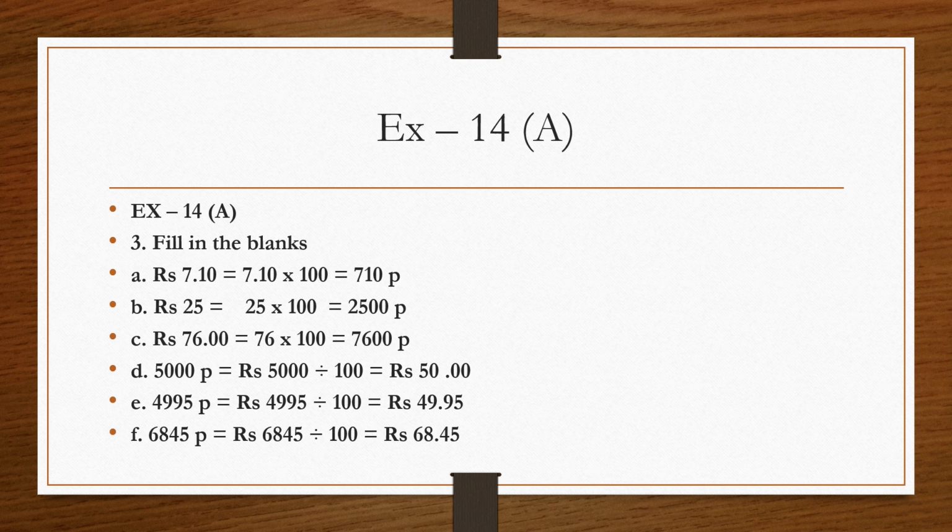Then in the E part, 4995 paisa, divide with 100. So again after 2 digits from the right, put the point. You will get rupees 49.95 paisa. Then the F part, 6845 paisa, divide with 100, you will get rupees 68.45 paisa. From the right hand side you have to count 2 digits and then you have to put the point there. In this way you will solve the exercise, children.